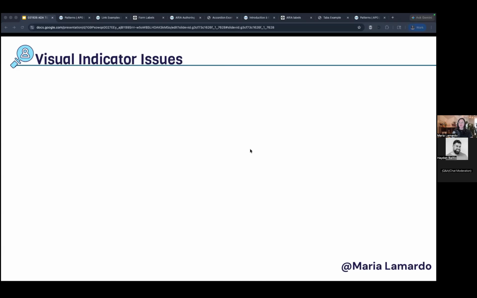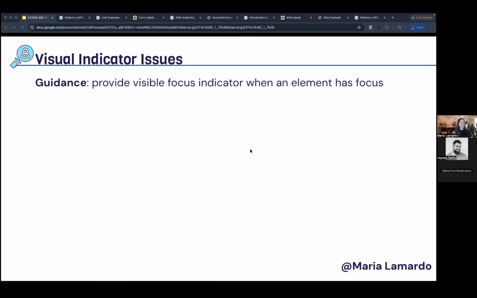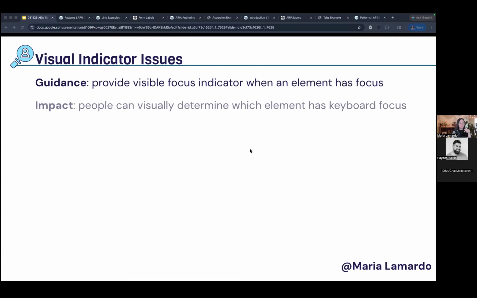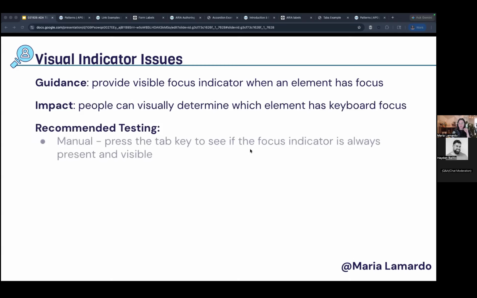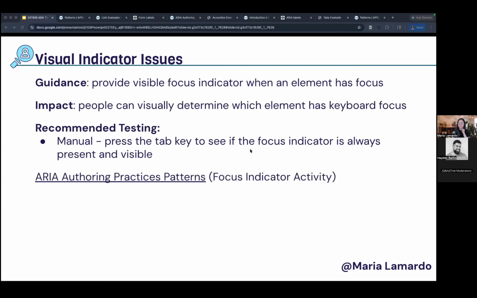The next one I want to go over is focus indicator issues. The guidance here is just to provide a visual focus indicator when an element has focus. That way people can determine visually where they are and where the keyboard has focus. The recommended testing for this is really just manual. The way to test for this is just press the tab key on your keyboard and make sure that you can see the focus indicator always present as you tab through the page.